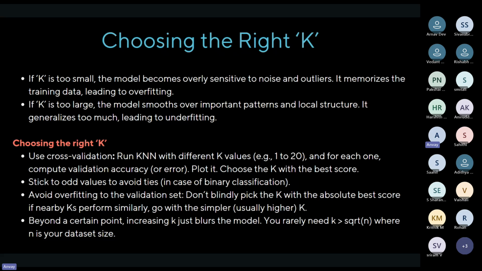And also, one more thing is you have to try to stick to odd values of k, especially in terms of binary classification. Because if you have, say, two classes and you choose an even value of k, there can be ties, and in that case, you won't be able to assign a class to it. And avoid overfitting to the validation set. And after a point, if you increase the k to a very high value, you're just blurring the model, because it's not having a very strong decision on choosing the right class for that point.